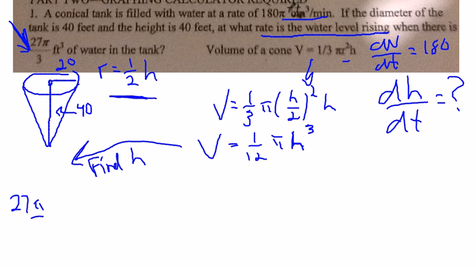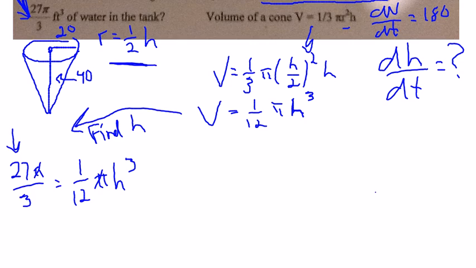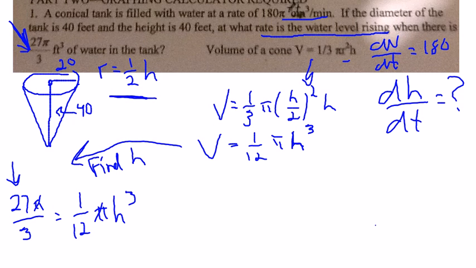27 pi over 3 equals 1 over 12 pi times h cubed. So I cancel my pi's to start. Then I'm going to type that into my calculator and multiply by 12. It's really 9 times 12, but I'm going to have to manage that. Then I'm going to cube root it. So that gives me h equals the cube root of 108. The 108 is 9 times 12, or 27 over 3 times 12.